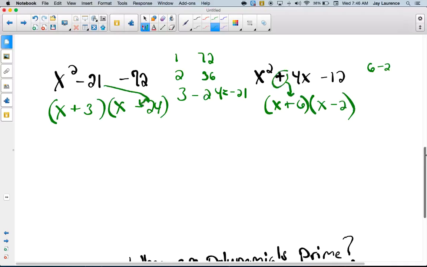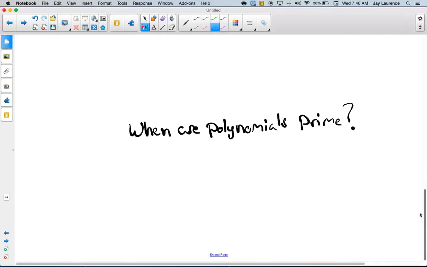Now before I wrap this up, I want to refresh your memory on how you can tell when polynomials are prime. Well, you check the discriminant. What's the discriminant, you say? Well, it's b squared minus 4ac. Remember, we said standard form was ax squared plus bx plus c, right?